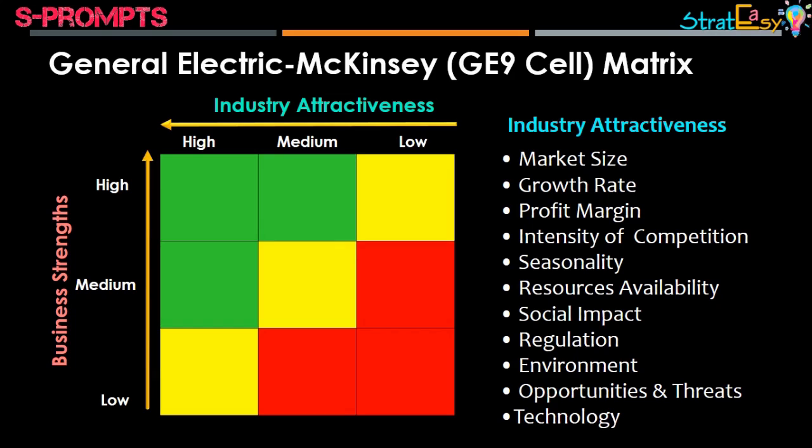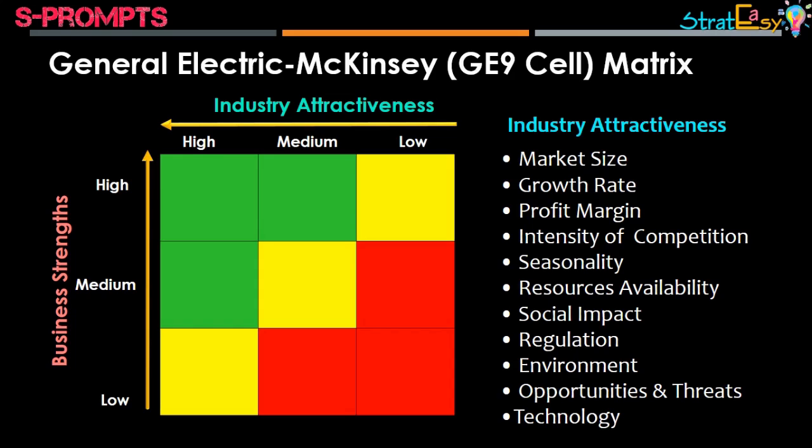Now, similar to that of BCG matrix, if we look at the uppermost left-hand green quadrant, it depicts high business strength and high market attractiveness. To the right of this quadrant, the middle upper green quadrant depicts the high business strength and medium market attractiveness, and the middle green quadrant of the left-hand side depicts the medium business strength and high market attractiveness.